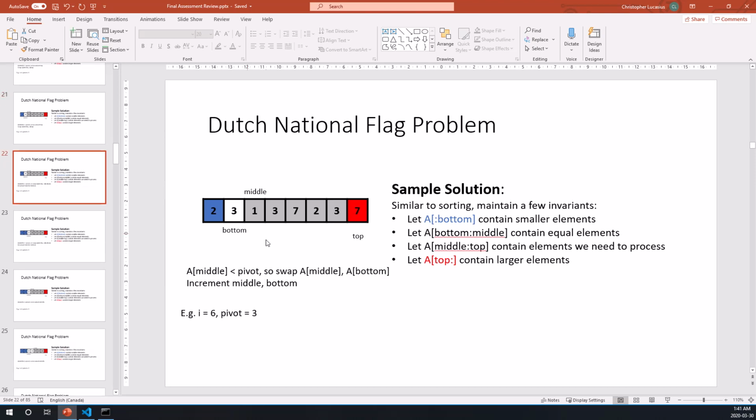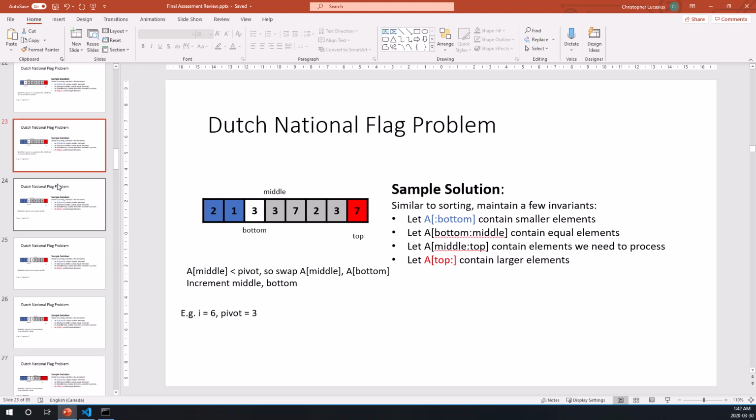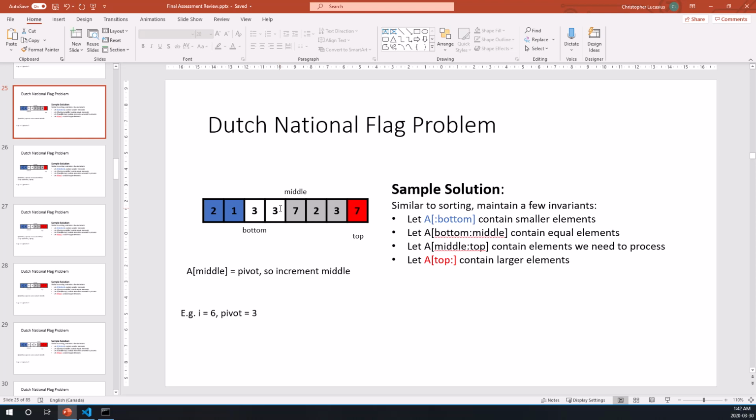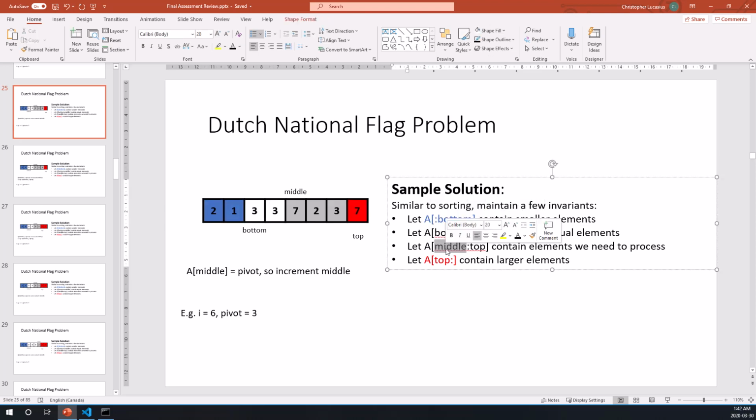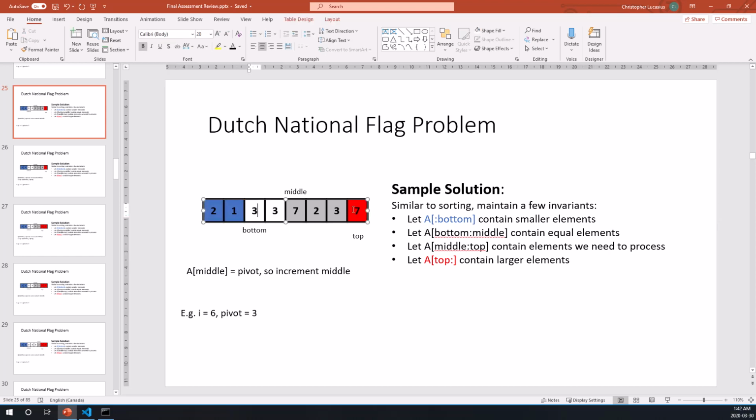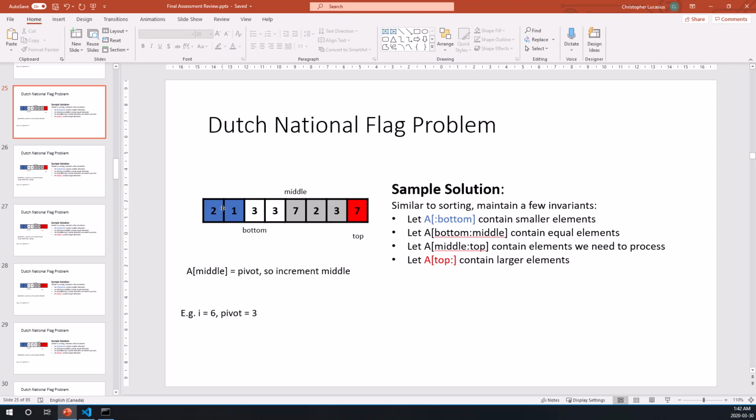And now A of middle is smaller than pivot, so I'm going to do the same thing I did with the 2. I'm going to swap A of middle and A of bottom to get 1 and 3. I'm going to increment bottom and middle accordingly, and I'm just going to keep on going. It's equal, so all I got to do is increment the middle. And note my color scheme here. I'm slowly building these invariant ranges here. The blue has all the lower ones, the whites have all the equal ones, and the reds have all the larger ones. If you know what the Dutch national flag looks like, you'll understand why I chose these colors.